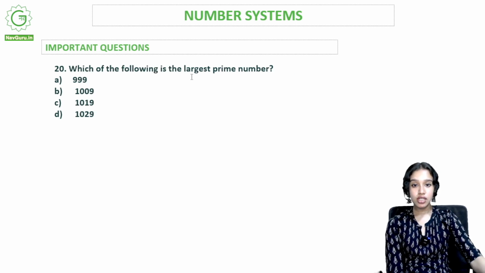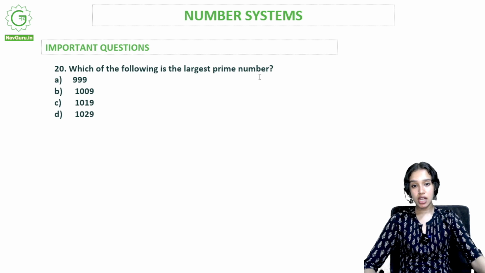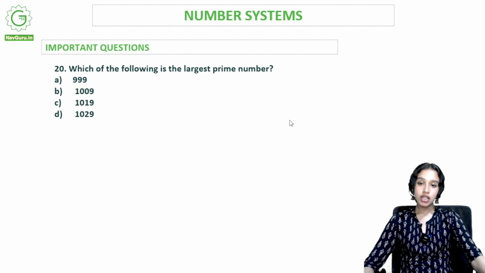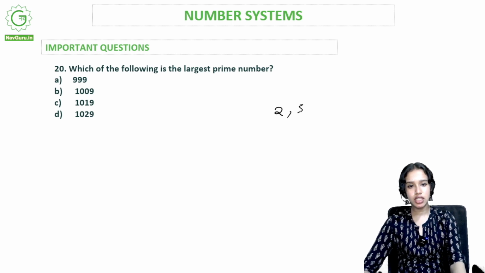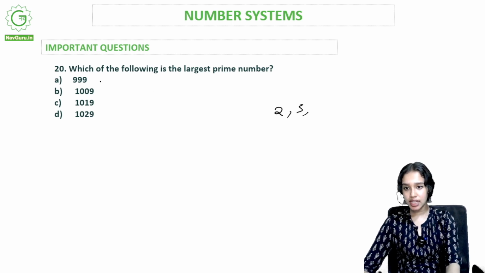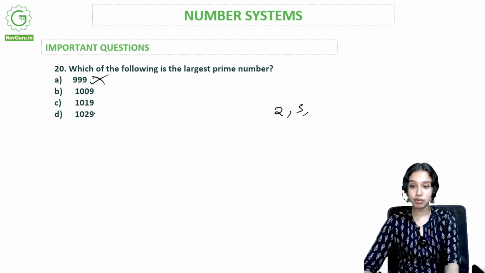Which of the following is the largest prime number? So this question asks us about the largest prime number. We'll check what the prime number things are. So the prime number shouldn't be divisible by 3 or 2. So 999 is straight up divisible by 3. So this is not a prime number.